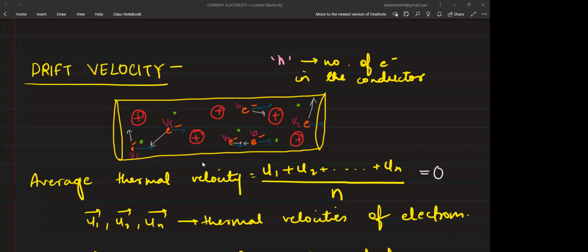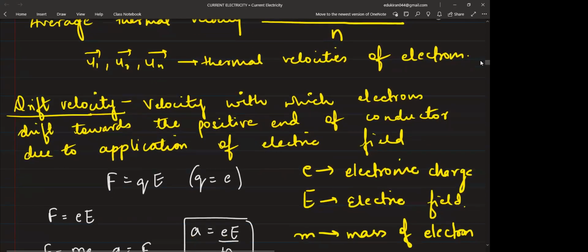Yes, Memuna. I was saying U1, U2, U3, U4, all these are the individual initial velocities of these electrons. So we calculate their average. Their average is 0 because every electron was at rest, as we have discussed this point. So initial average velocity is 0. So what is drift velocity? It is the velocity with which the electrons drift towards the positive end of the conductor due to application of electric field.